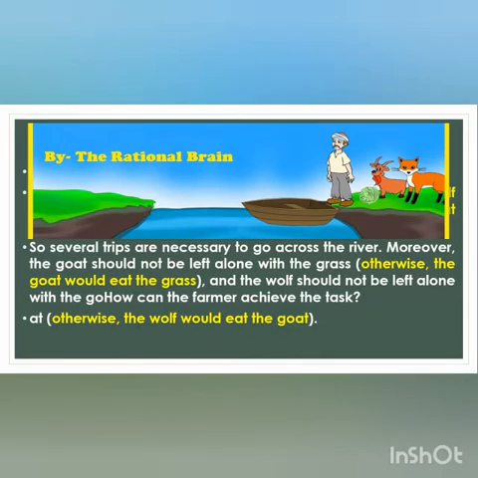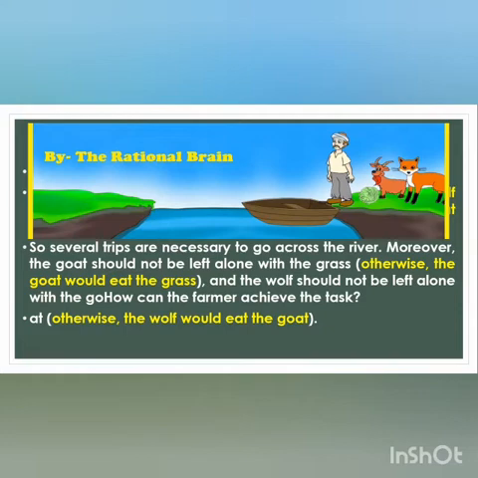Moreover, the goat should not be left alone with the grass bundle. In that case, the goat would eat the grass. In the same way, the wolf should not be left alone with the goat. In that case, the wolf would eat the goat. Then how can the farmer achieve the task of carrying all three to the other side of the river? Initially, we assume that all four are on the same side of the river, and finally all four must be on the opposite side.